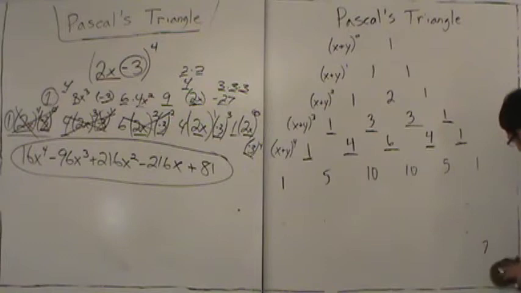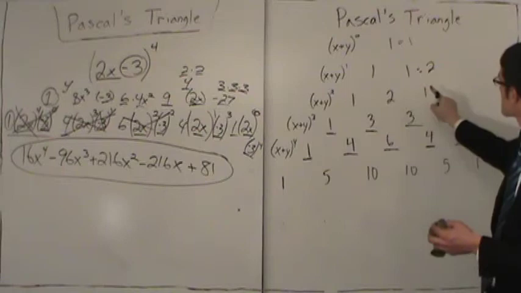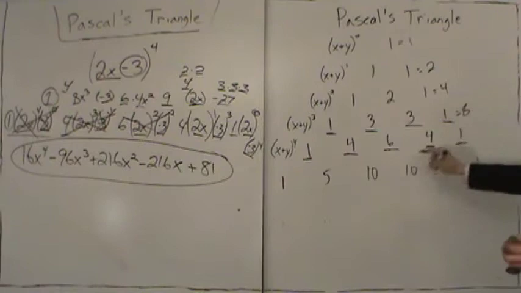What is 1 equal to? 1 is equal to 1. 1 plus 1 is equal to 2. 1 plus 2 is 3. Plus 1 is what? 4. 1 plus 3 is 4. Plus 3 is 7. Plus 1 is 8. 1 plus 4 is 5, plus 6 is what? 6, 11 plus 4 is 15, plus 1 is 16.